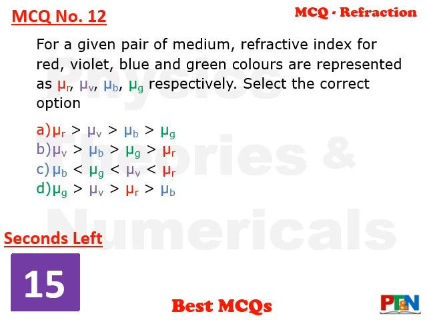Next MCQ. For a given pair of medium, refractive index for red, violet, blue and green colors are represented as mu R, mu V, mu B and mu G respectively. Select the correct option. Which refractive index is more? You have got 15 seconds. The timer starts now.